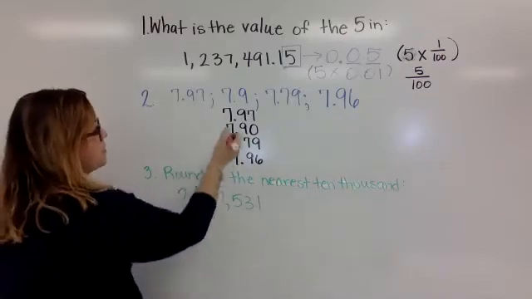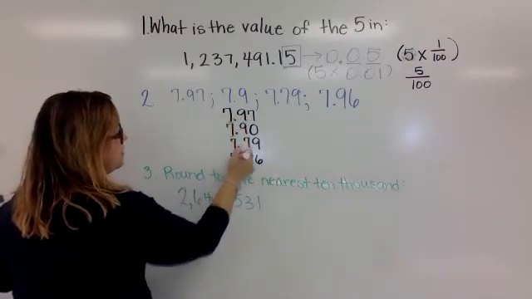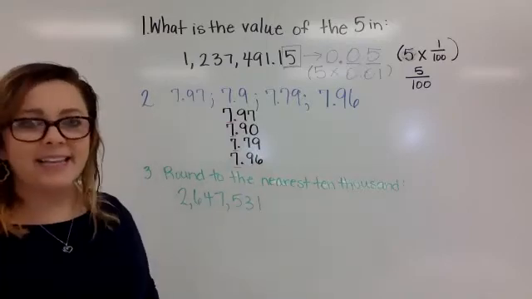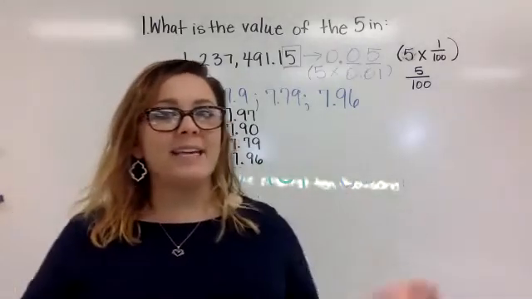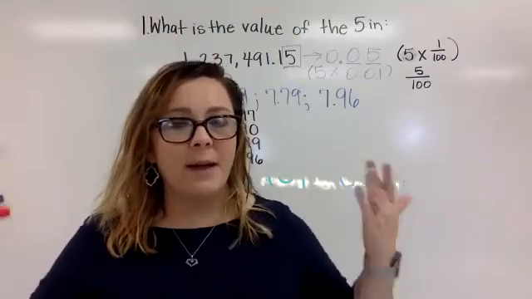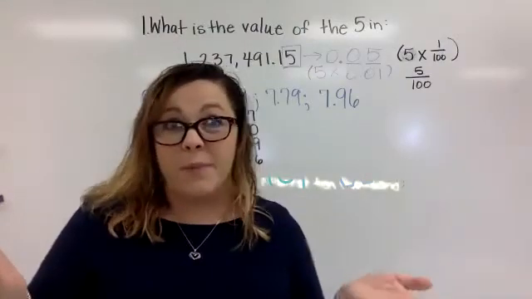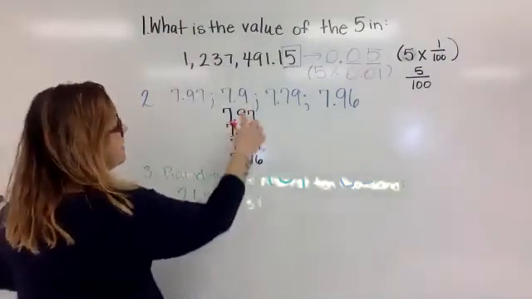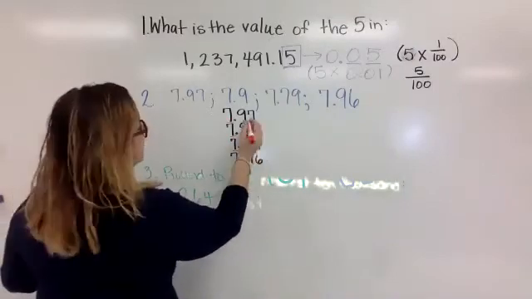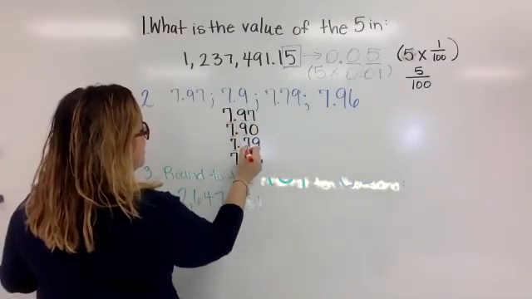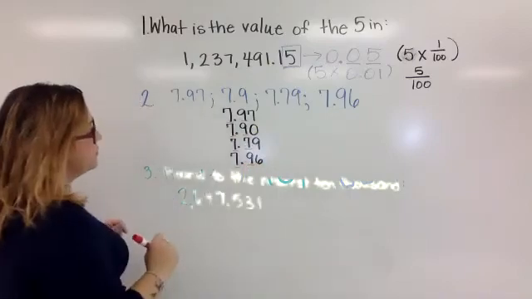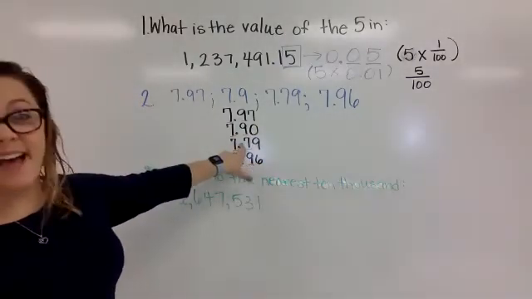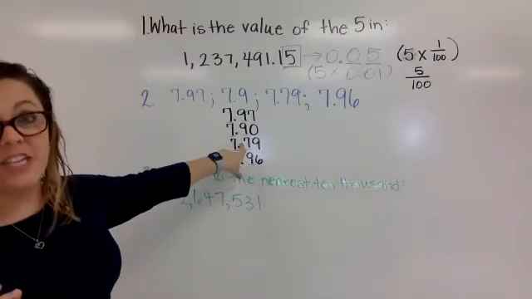First, I'm going to look at the first digits. Well, if I look through here, those are all exactly the same. So I know I can't determine the greatest one by looking at my first digit because they're all equal. So I'm going to move to the place after the decimal. I've got 9979. Well, I know that 7 is the only different digit there.